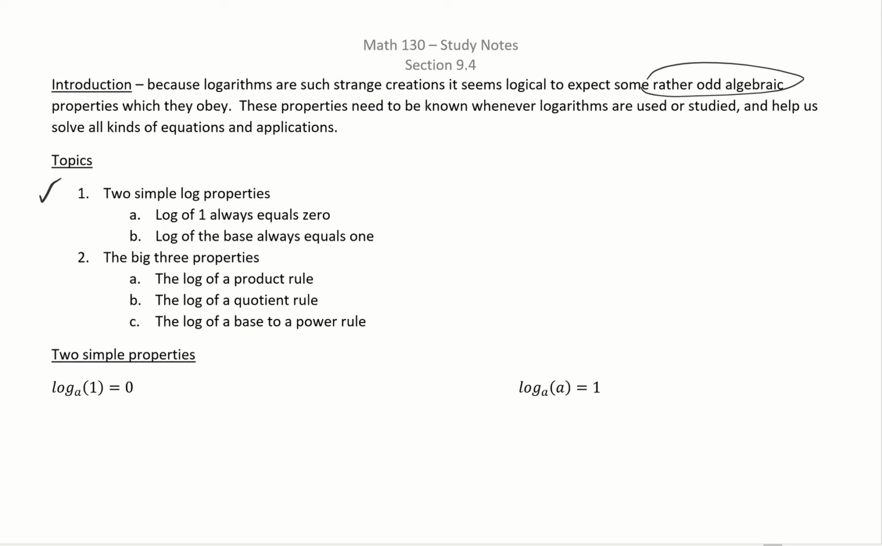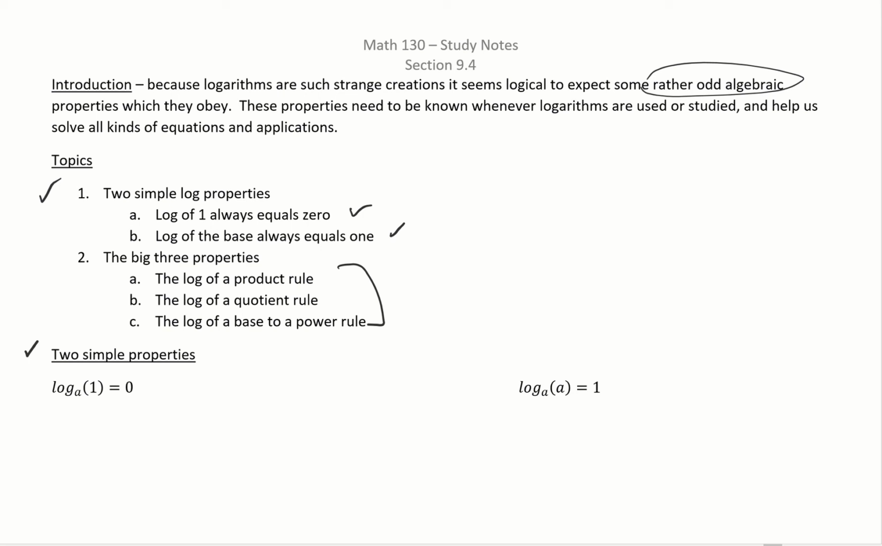One is going to be the simple log properties, and I wrote them out. Log of 1 is always equal to 0. We saw a hint of that last video. And log of the base always equals 1. I have those written down here, and then we get into the three biggies later on in this video.